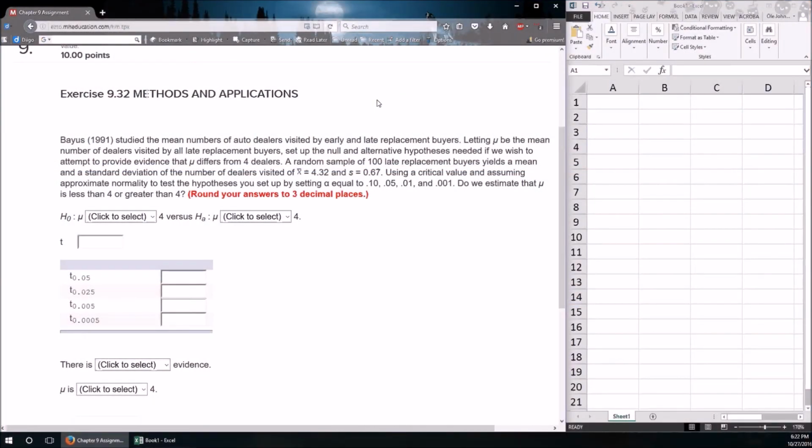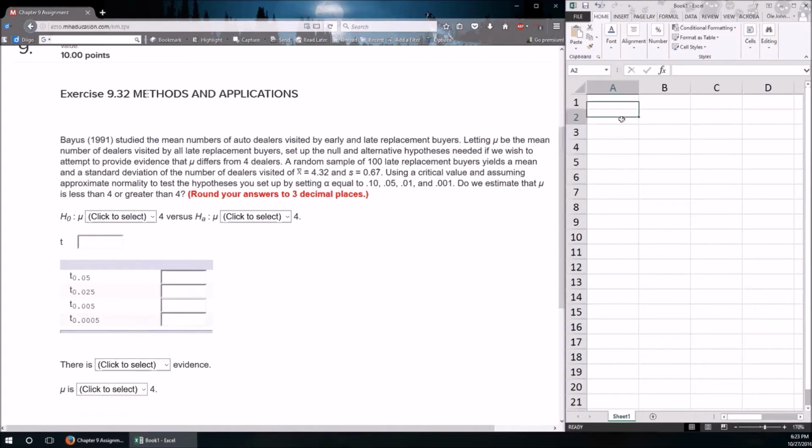This is problem 32 from chapter 9. So if you go to the book, you'll look at problem 32, you'll see something very similar to this. Bias back in 1991 studied mean numbers of auto dealers. We're going to define mu as the mean number of dealers visited by all late replacement buyers. In other words, mu is our population mean. We don't know mu, but we're trying to estimate mu based on the sample mean.